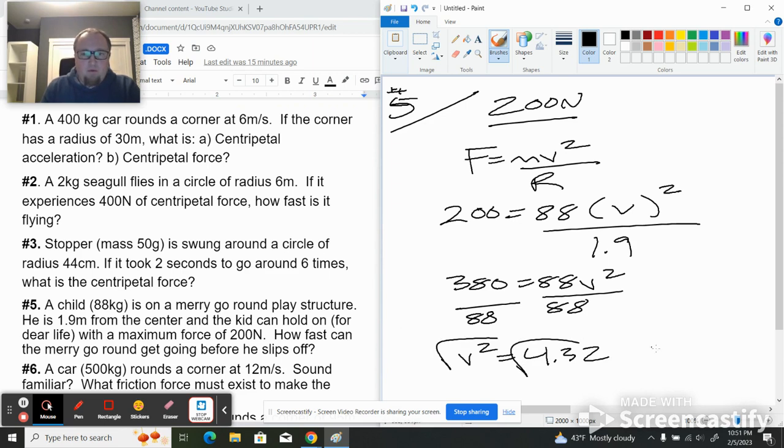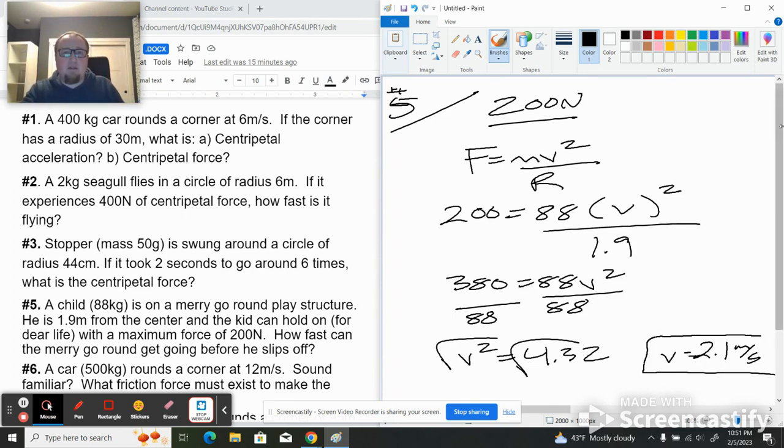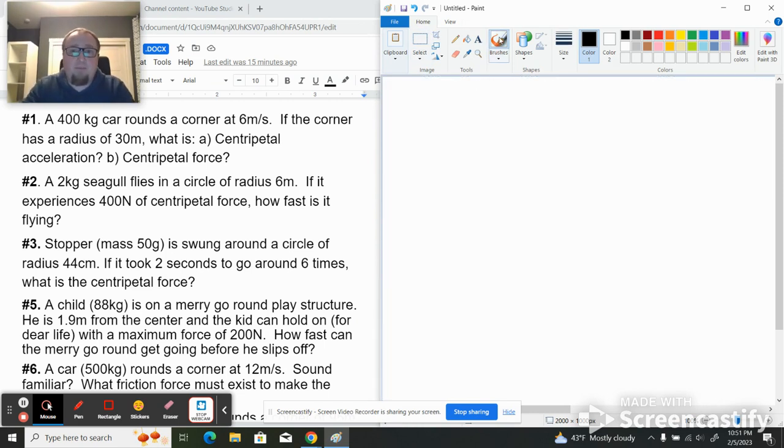Square root, I get v is 2.1. There you go. It's the fastest this kid can go. The kid really wanted to go faster.